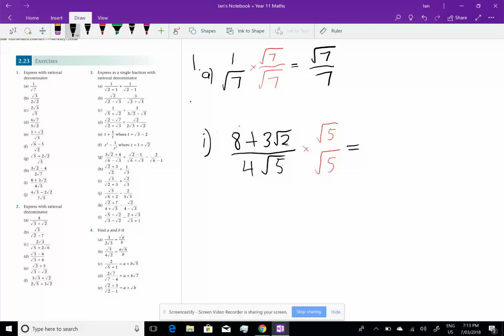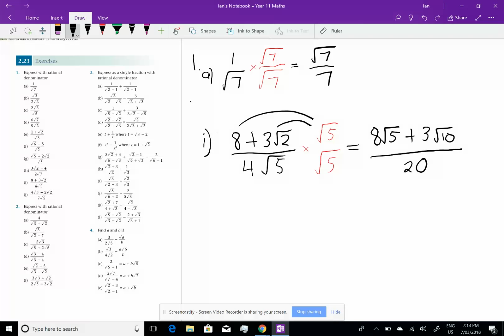Now, if I do the top, I've got two things here. I've got 8 times root 5, and I've got 3 root 2 times root 5. Well, 8 times root 5 is 8 root 5. And 3 times root 2 times root 5 is 3 root 10. And on the bottom, I get 4 times root 5 times root 5. Now, root 5 times root 5 is 5. And 4 times 5 is 20. So you're going, well, that's pretty easy. That's not hard. And you're right, it isn't hard.